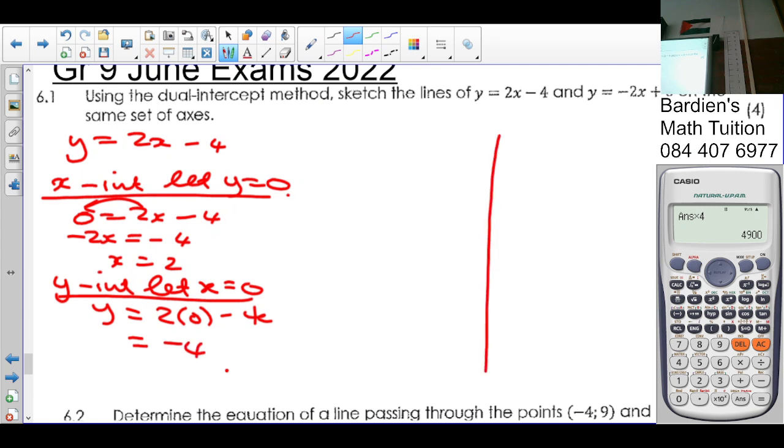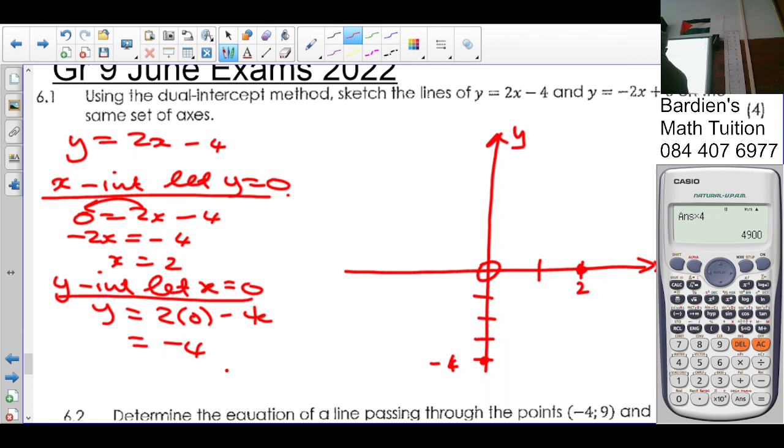Let's draw. So that's the y-axis. We've got 1, 2, 3, 4. Minus 4 is approximately there on your y-axis. You've got x to be 2. You must take a ruler and do this. There we go. And this is the graph of the equation y is equal to 2x minus 4.